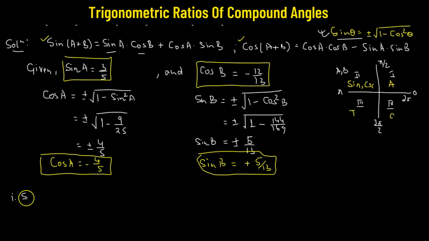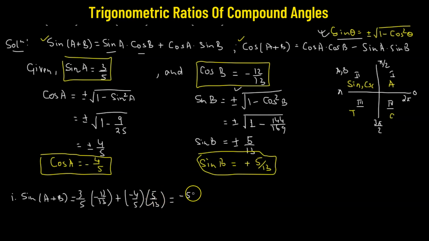So number one, sine A plus B will be equal to sine of A, so that's 3/5, multiplied by cosine of B, so that's negative 12 over 13, plus cosine of A, which is negative 4 over 5, multiplied by sine B, so that's 5 over 13. So this is going to give us a value of negative 56 over 65.